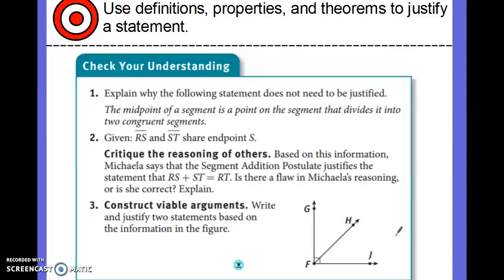And what would justify that statement? It would be definition of a right angle, because we know if it's a right angle, then it equals 90 degrees. We could also say the measure of angle GFH plus the measure of angle HFJ equals 90 degrees, if they're complementary. So that would be definition of complementary. We could also say angle GFH plus angle HFJ equals angle GFJ. That would be the angle addition postulate. So any of those would work.